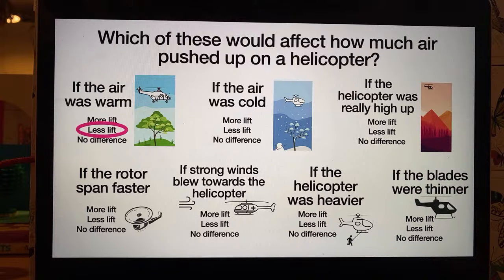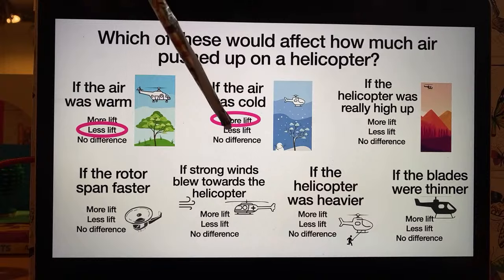All right, let's go through it then. Well, if the air was warm, the particles would be more spread out, so there'd be fewer particles pushing up on the rotor. So if the air was cold, it'd be the opposite, right? The particles are closer together. So you've got more air particles under the blades, so there is more lift, more force pushing upwards.